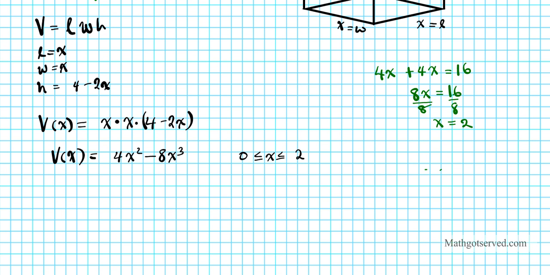Now, we need to find our critical values so we can test the endpoints and the critical values to see which yields the biggest volume, and that will be our answer. All right, so to find the critical values, we need to differentiate this volume function. So V prime of x is going to be, using the power rule here, 8x. And then differentiating this using the power rule, we'll have 16.